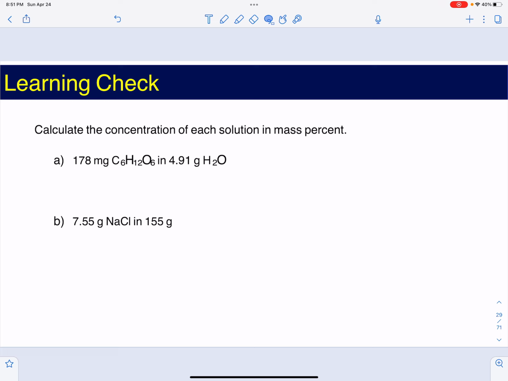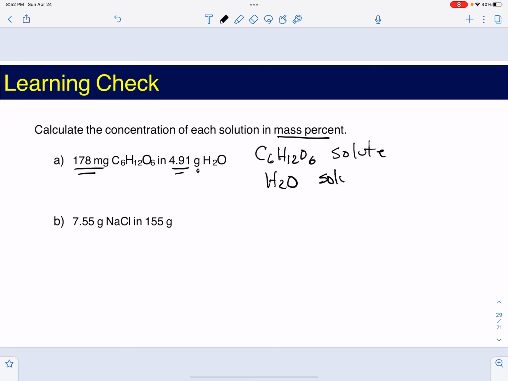So let's do the first one. Calculate the concentration of each solution in mass percentage. So 178 milligrams, that's definitely smaller than 4.91 grams. And the one in the bigger proportion is always the solvent. So C6H12O6 is our solute. The water is our solvent. And the solution is the solute plus the solvent. And you already know that. I'm just reviewing as we go.